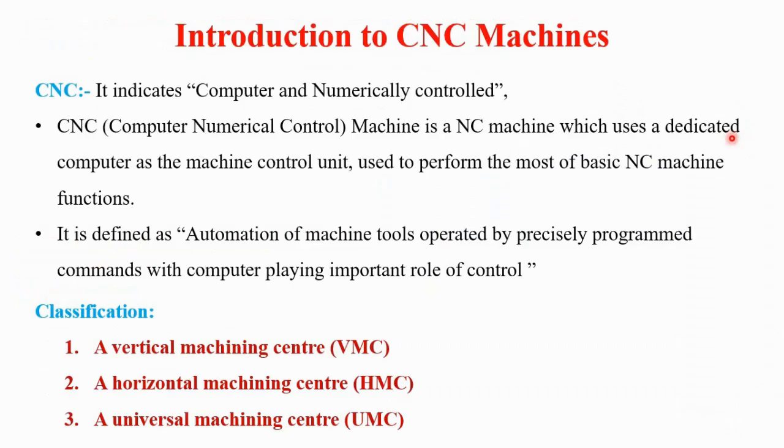So first of all, we will see the introduction to the CNC machine. CNC indicates computerized and numerically controlled machines. A CNC machine is a numerical control machine which uses a dedicated computer as the machine control unit. In numerical control machines there is an MCU, the machine control unit; in a CNC machine, the computer is used to replace this MCU. The computer performs most of the basic numerical control machine functions.